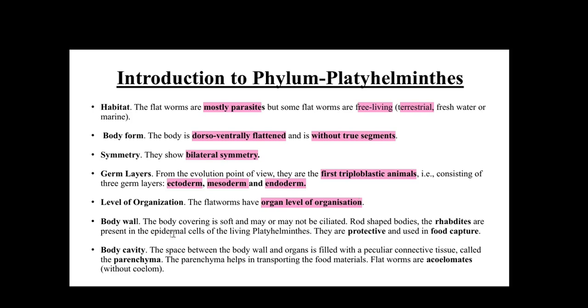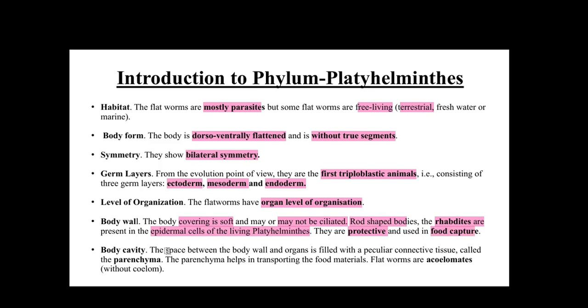Body wall. The body covering of the platyhelminthes is soft. It can be either ciliated or without cilia. Rhabdites, which are rod shaped, are present on the epidermal cells of the platyhelminthes, and are meant for protection and food capture.